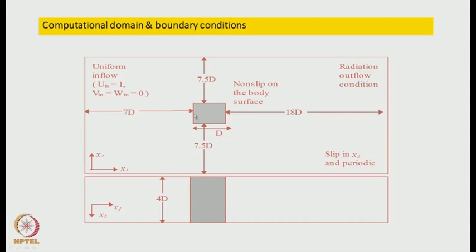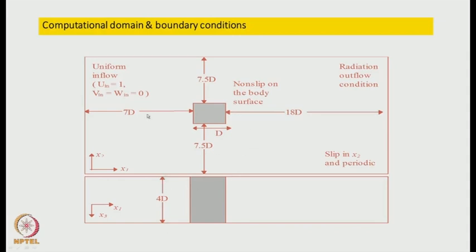So, in this problem, what is shown here is 7d from this side of the cylinder, where the inlet domain is placed. Similarly, the exit is on the rightmost side, which is placed at a distance of 18d from this surface of the cylinder. Similarly, you can prescribe the location of the boundary in the other two directions, that is x2 as well as x3.